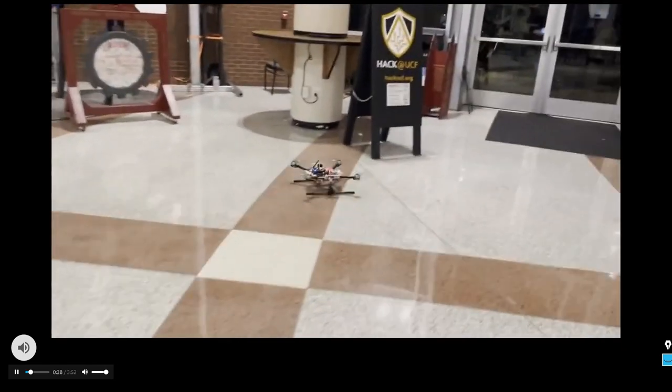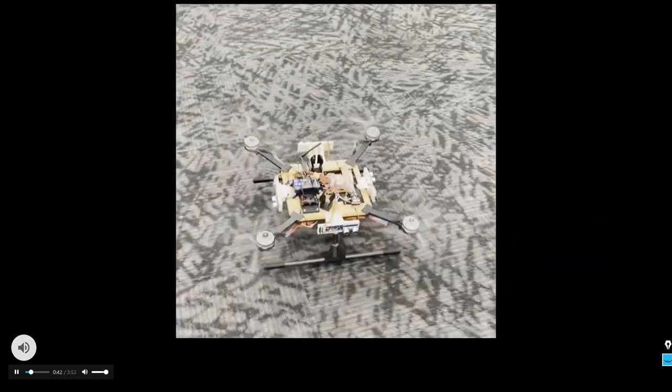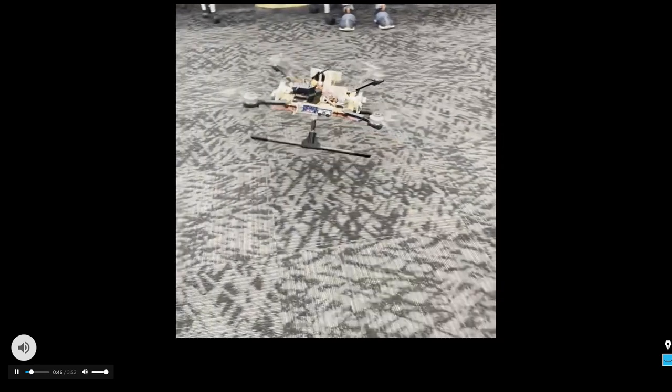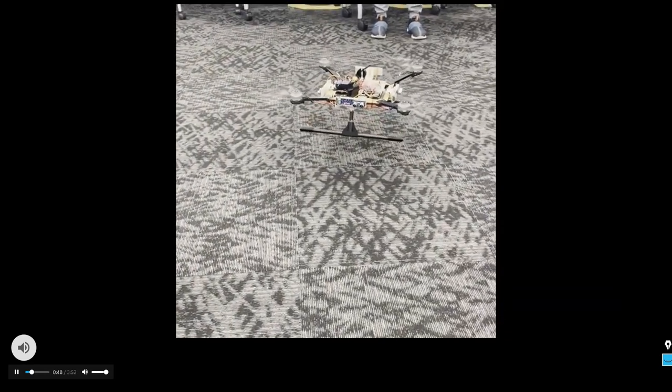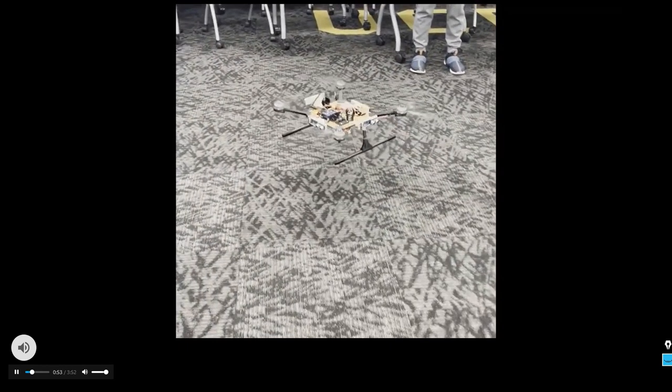This is our first real flight video. We were able to get the drone to move, but we didn't have good control over it, so it crashed. Here's where the drone was controlled using the flight controller.